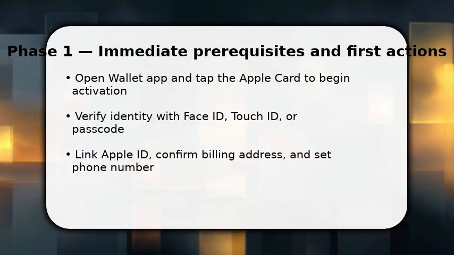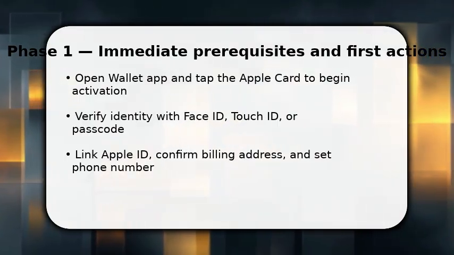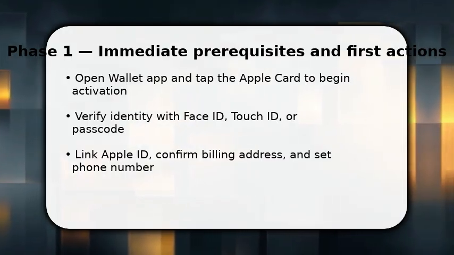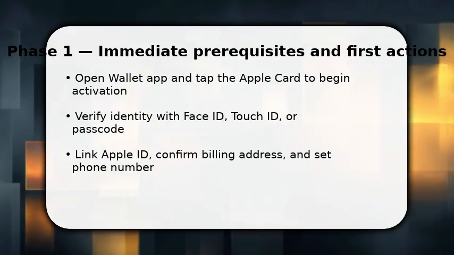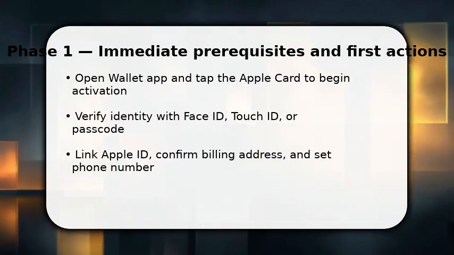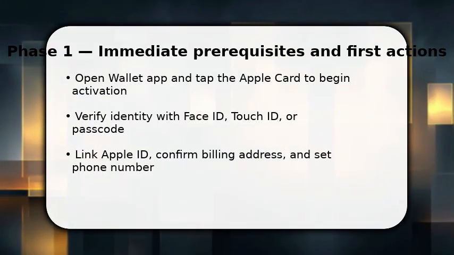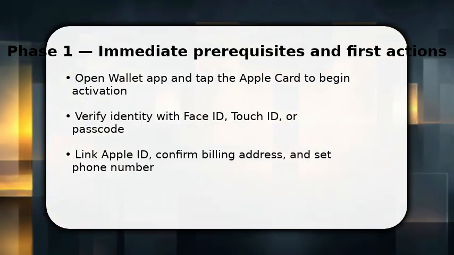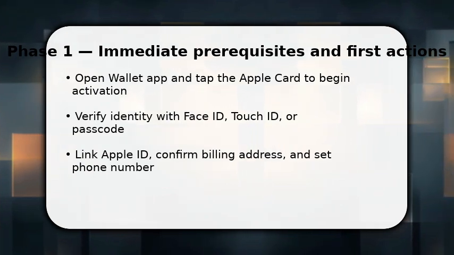You begin by opening Wallet and tapping Apple Card. This starts activation immediately. You'll verify identity with Face ID, Touch ID, or your passcode so Apple verifies it's you. This prevents fraud. Once done, link your Apple ID and confirm billing address plus phone number so statements reach you. Make sure to accept terms and choose whether to receive digital or physical card. These choices affect how you use the card in stores and online, and why Apple sets security first.